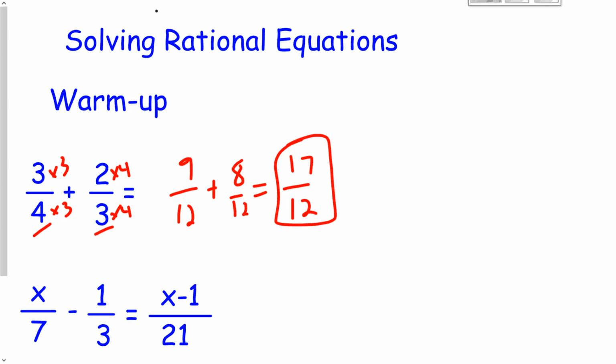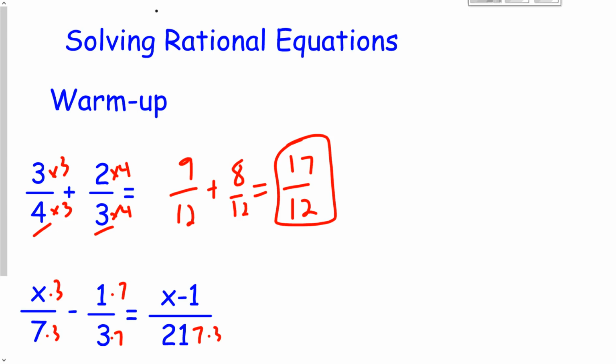So whenever adding, subtracting fractions, you always got to get a common denominator. So on the one down below, where we have x over 7 minus 1/3 equals x minus 1 over 21, our denominators are 7, 3, and 21. And if you notice, 21 is really 7 times 3. So what I can do is multiply the other two fractions by something to get that denominator to be 21. So x over 7, I'm going to multiply by 3 on top and bottom. And 1/3, I'm going to multiply by 7 on top and bottom.